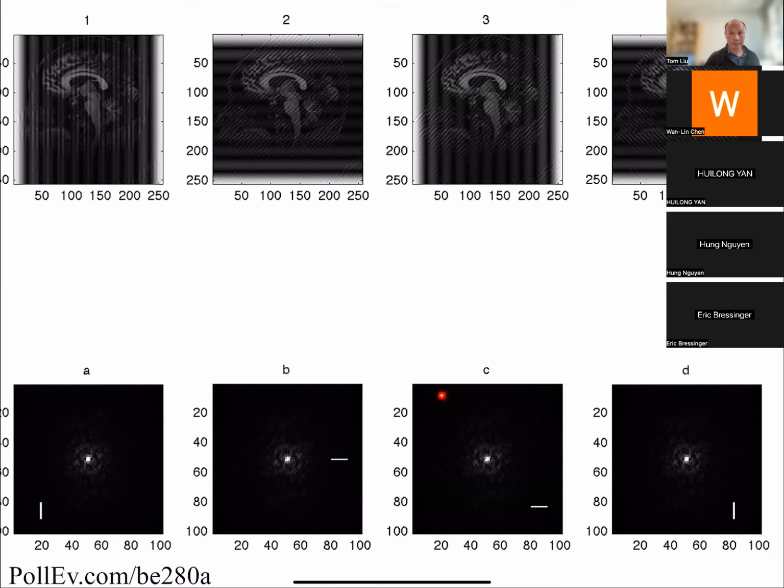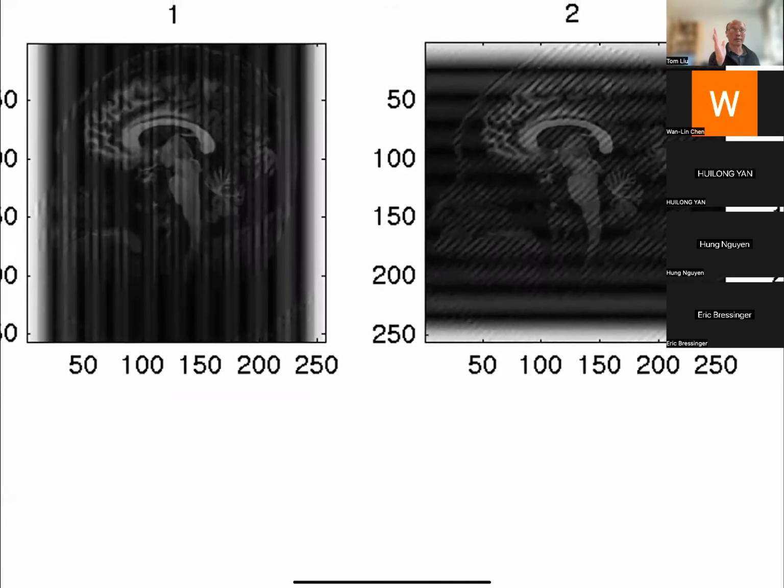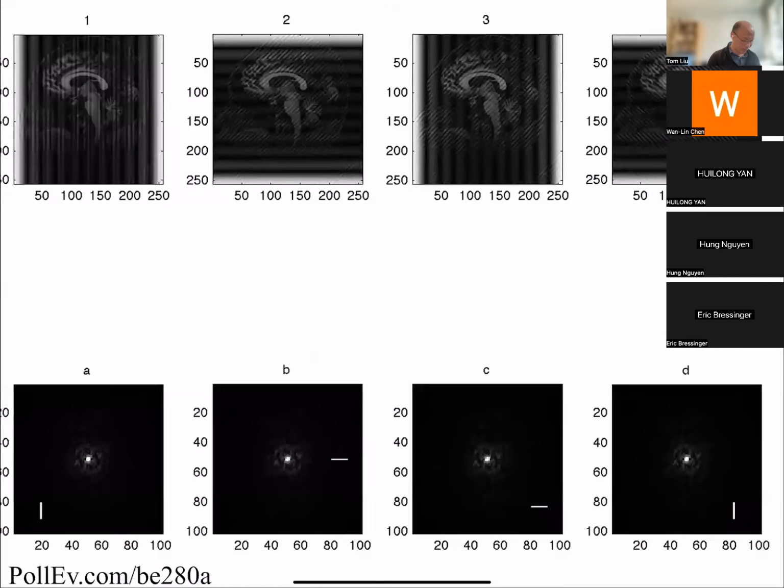Okay, so it's going to be B because this is solely on the kx axis, right? So if we look at these images, they all have diagonal components except for one. One has purely vertical artifacts, and so this must go with this. Okay. So B goes with one.